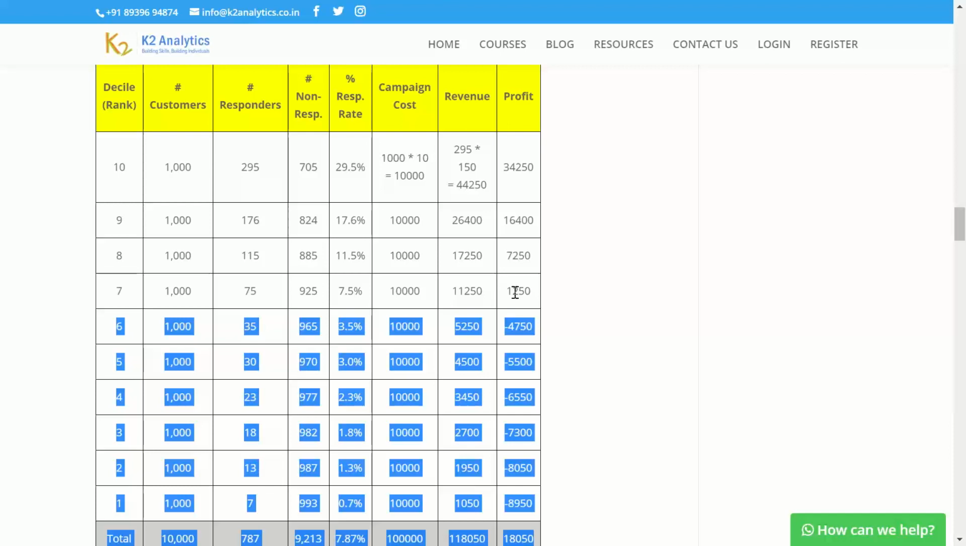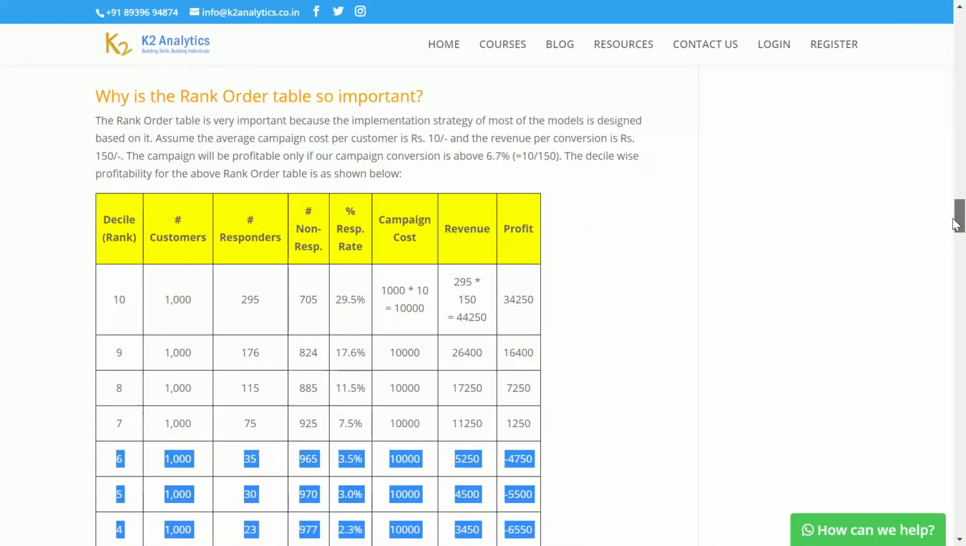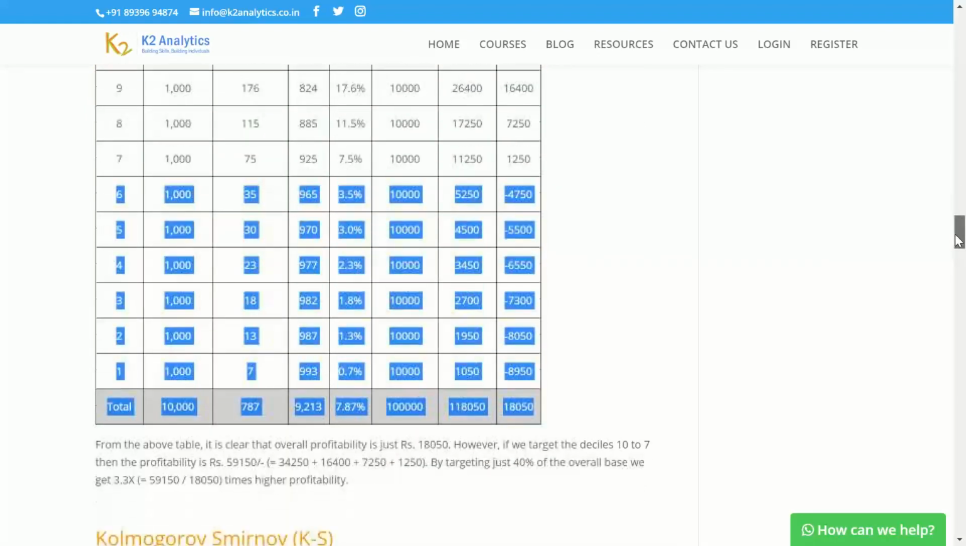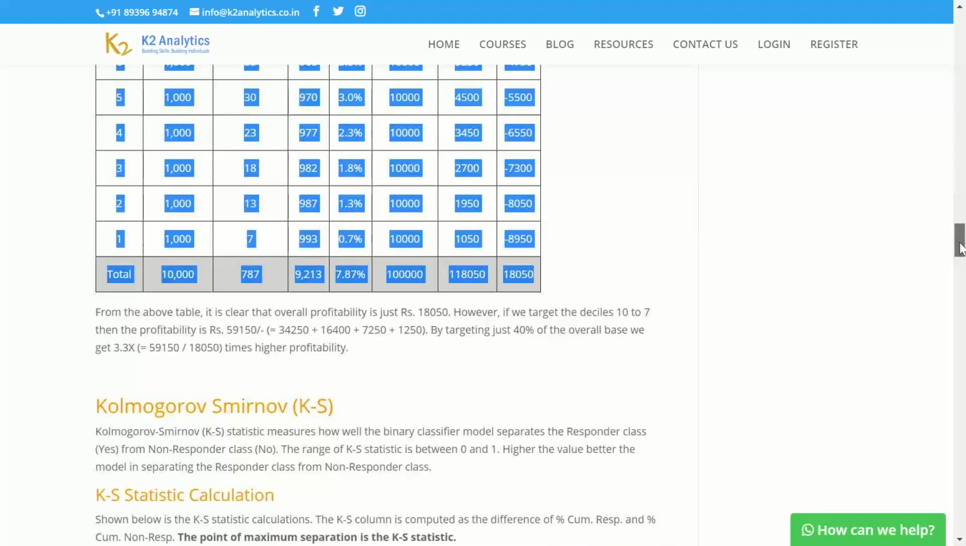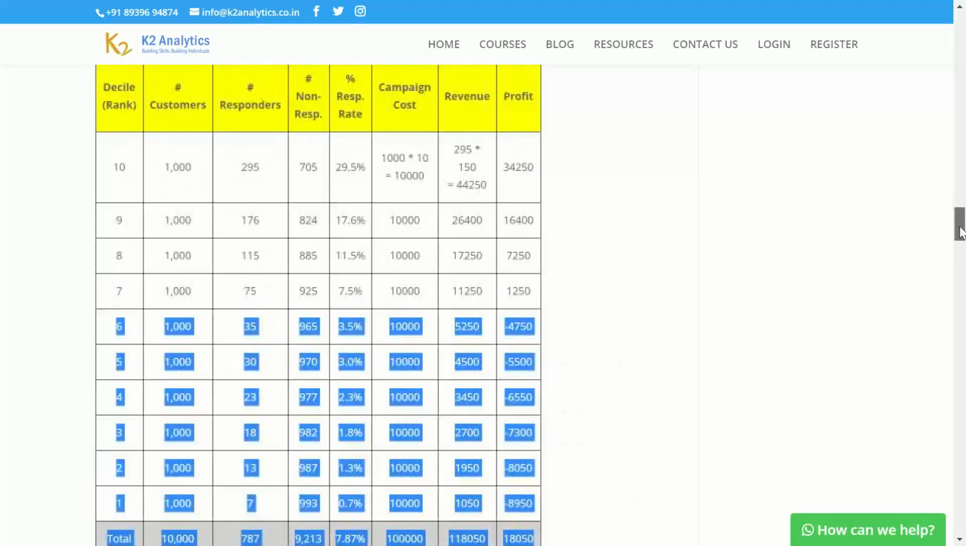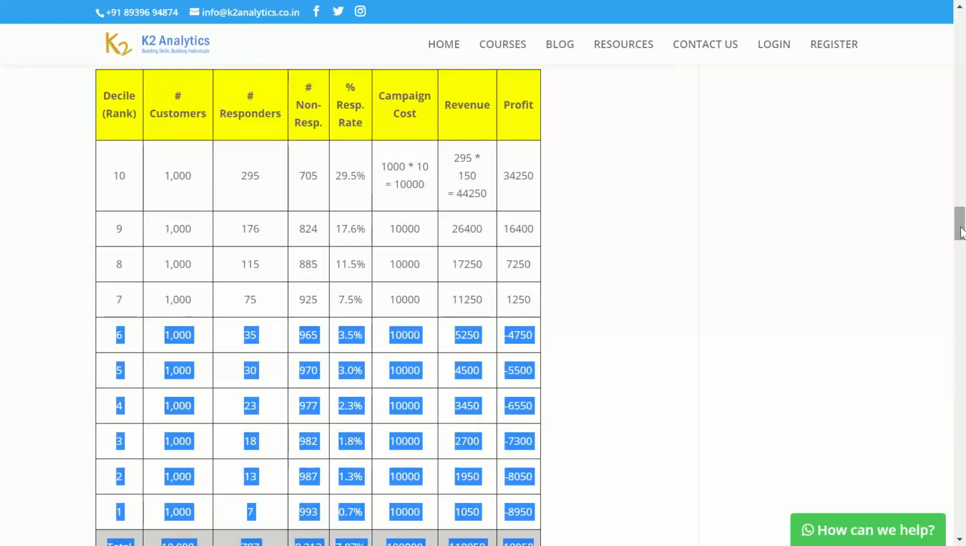But what I am trying to say is, a rank order table, when you add your cost of campaign, when you add your revenue from conversions, and do a profitability analysis, it gives you much better insight on how you want to use the model for deployment and business action. So this is what we have on why rank order table is important. Next step, how we calculate KS statistics from this rank order table. We'll get into that. However, I hope you have been able to understand this concept, digest it for some time.